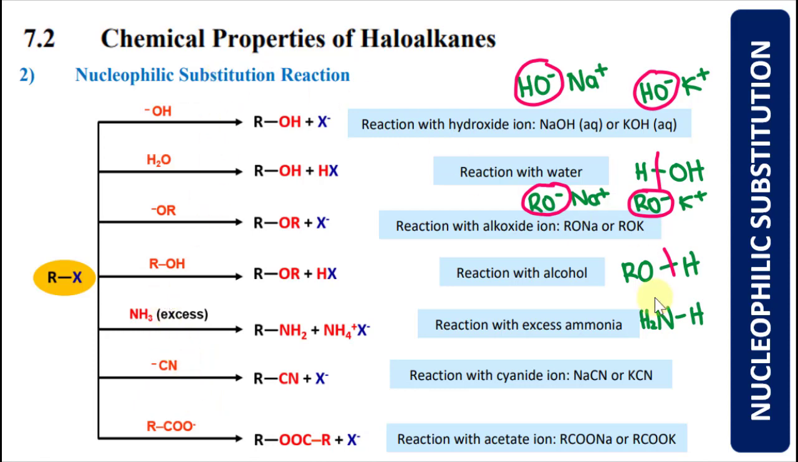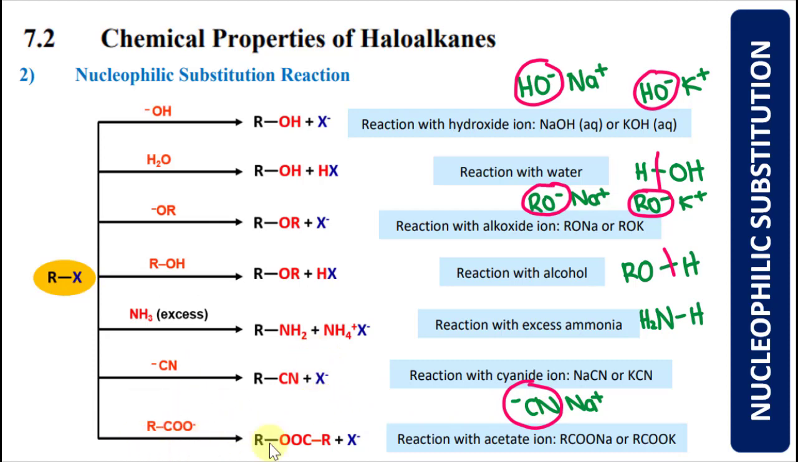So the cyanide ion comes from sodium cyanide or potassium cyanide. In this case, we have the Na+ and also the CN- ion. We just take the CN- ion as our nucleophile and replace the halogen with it. So the halogen will be replaced by the CN group, and the halogen will become the halide ion as a leaving group.